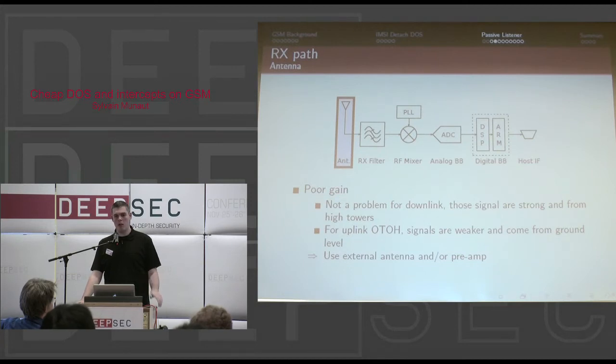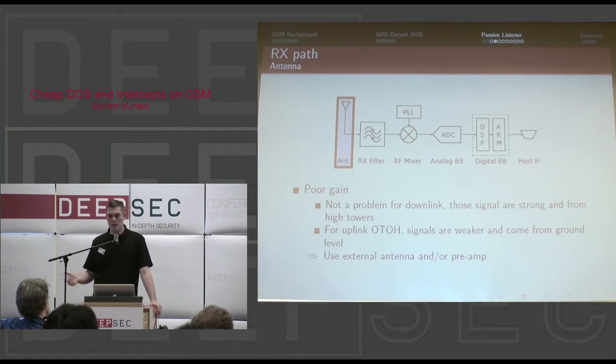To try to work around that, you can either use an external antenna or just preamplify the signal with an RF preamplifier. You have to be careful though, because since your amplifier or your antenna will amplify everything, you can saturate the input stage of the phone and then you don't receive anything.